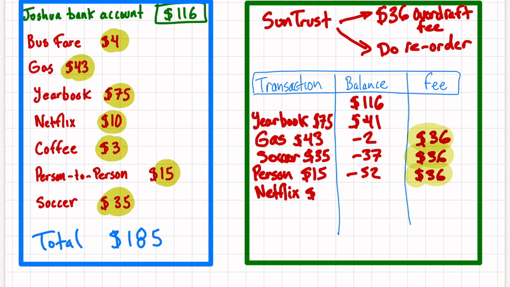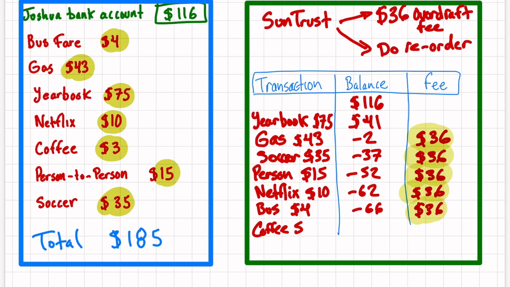There's no limit on the amount of fees, so I have to pay a fee every time I keep making transactions for that day. And then for Netflix, I have a $10 transaction, so negative 52 minus 10 would be negative 62. So once again, another fee of $36. And the bus fare is $4, so negative 62 minus 4 is negative 66. Another fee of $36. And then finally the coffee, which had a charge of $3, so negative 66 minus 3 will be negative 69.